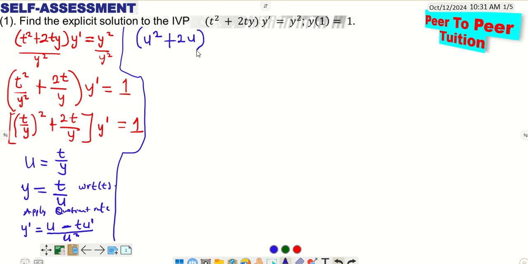So all into brackets, y prime, and we know y prime to be equal to u minus tu prime all over u squared, squared should be equal to 1. But take note that when you get to this point, we can do some cancellations. So let's try and cancel out.